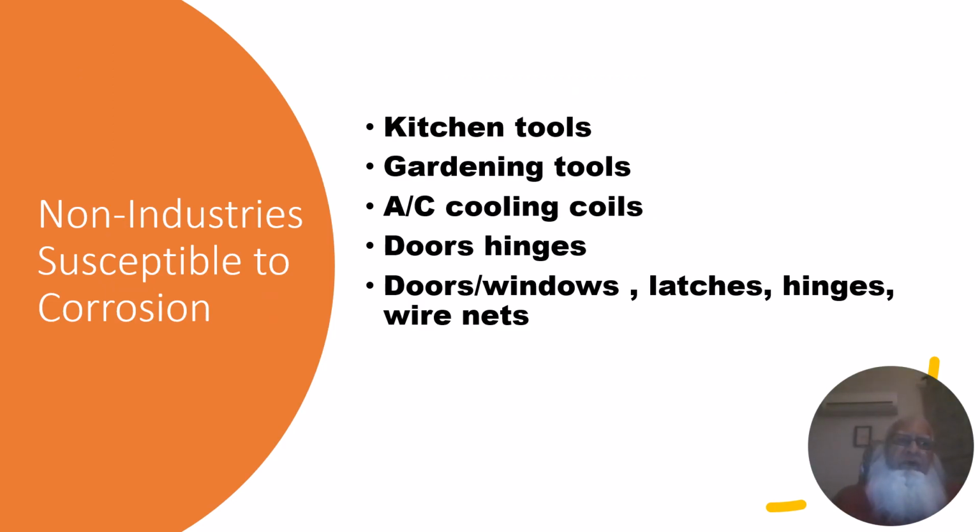This slide shows corrosion in the non-industrial section. Corrosion is everywhere, as I said in its introduction. So kitchen tools are also susceptible to corrosion. Garden tools, AC cooling coils, doors, hinges, windows, latches, wire nuts: almost everywhere you will find corrosion. The major task on corrosion at present is how to find suitable methods and technology to control the corrosion so that natural resources can last longer than anticipated.